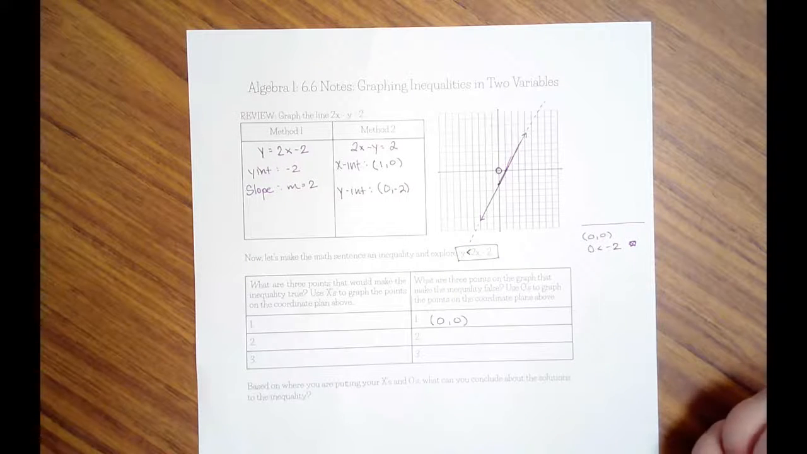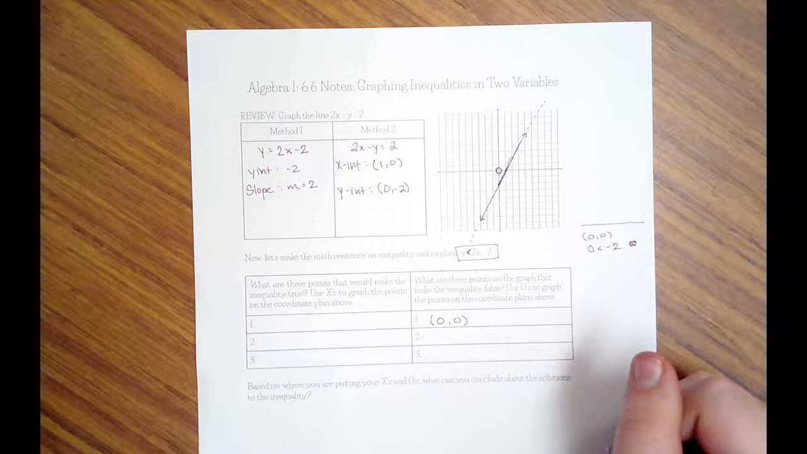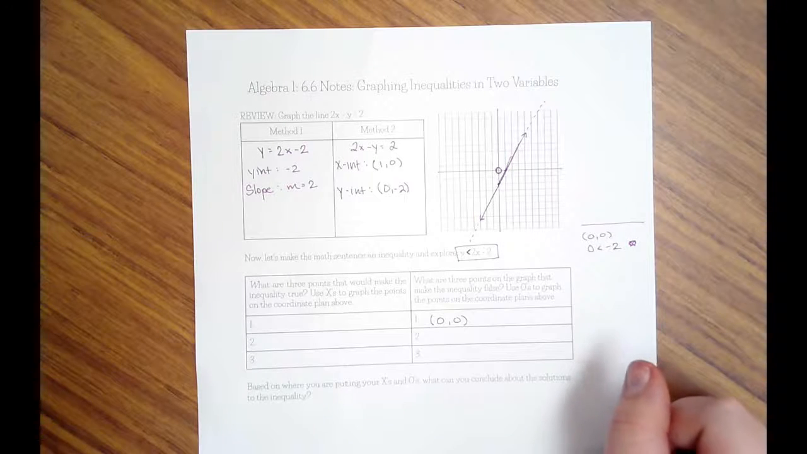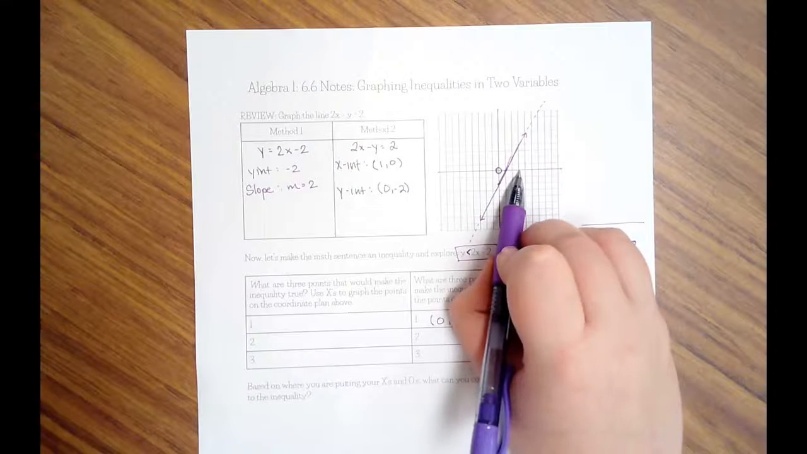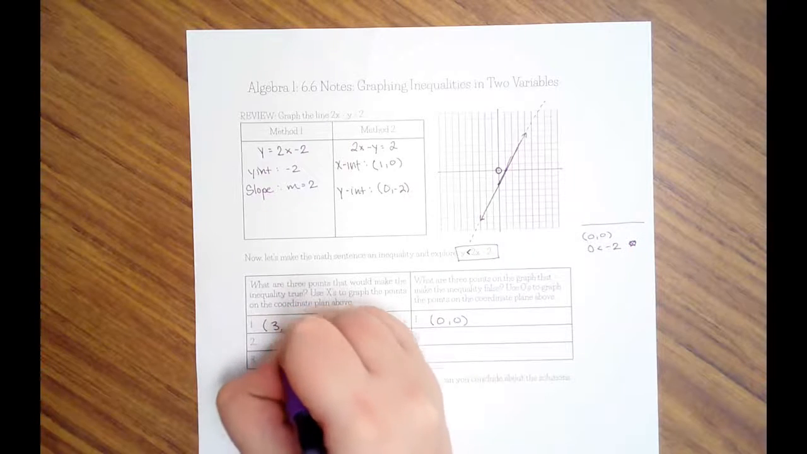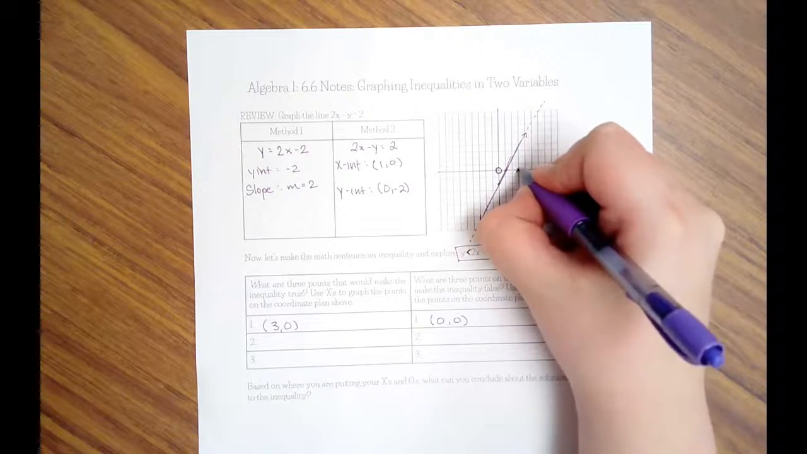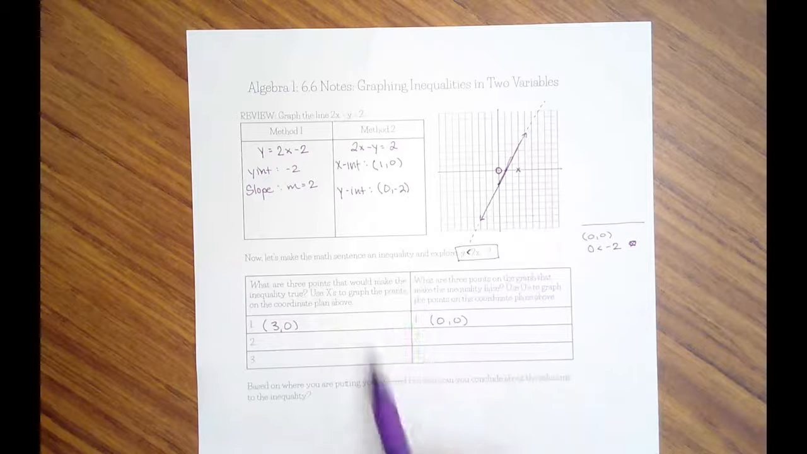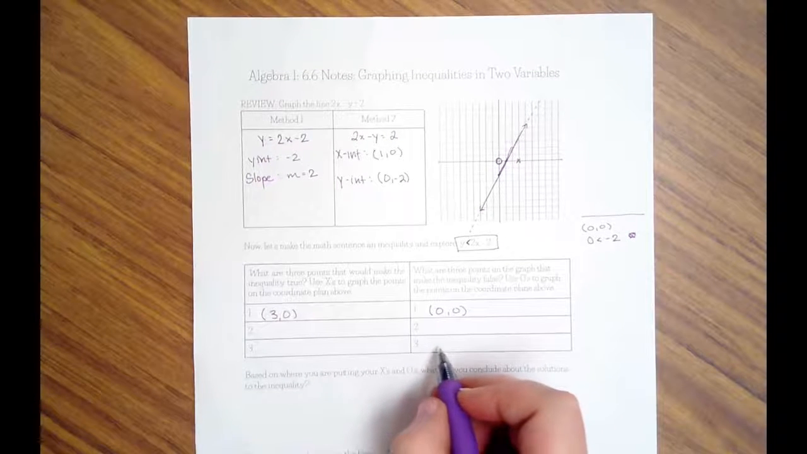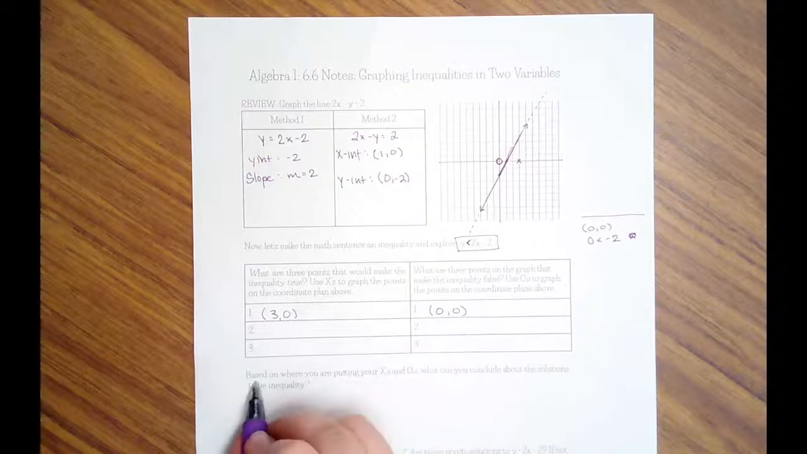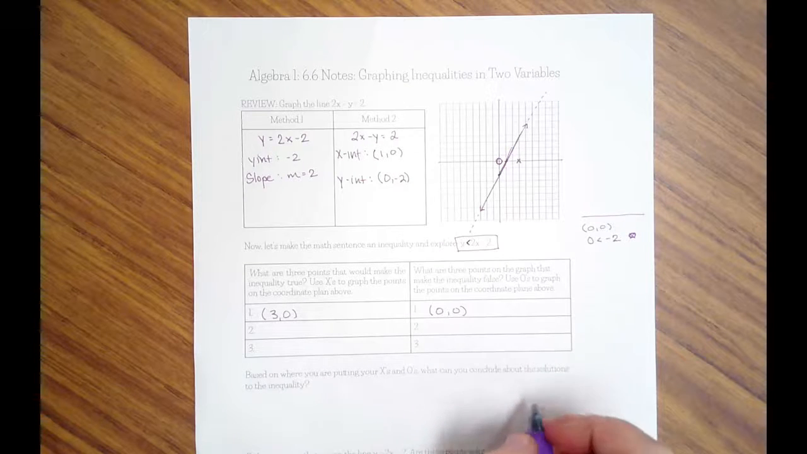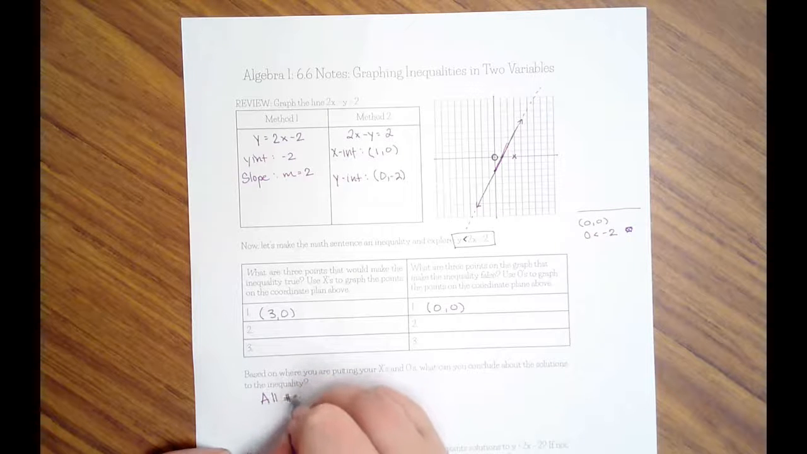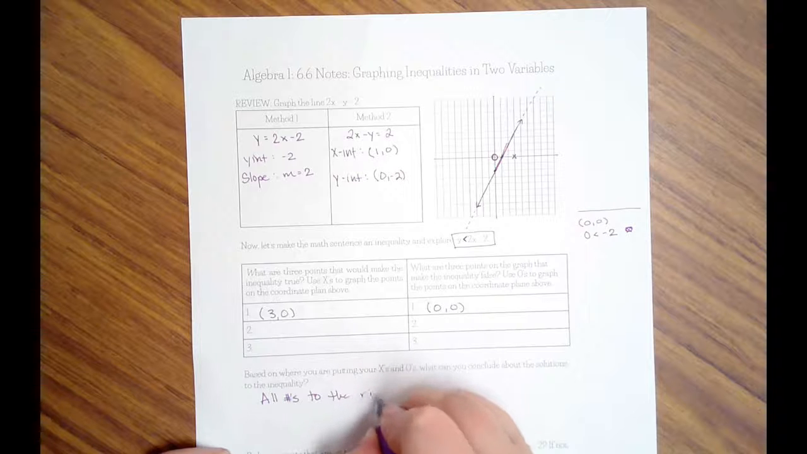So what are some other points that work? Well, you can pick any points on either side to find out. In this case, I can tell you right now that (3, 0) is going to be a hit. Let's put a little X there to denote that that side works. If I kept doing this and kept going on either side, I could find a variety of points. I'm not going to fill those in. But what you'll eventually see is, based on where we're putting our X's and O's, we can conclude that the solutions are going to be all numbers to the right of our line.